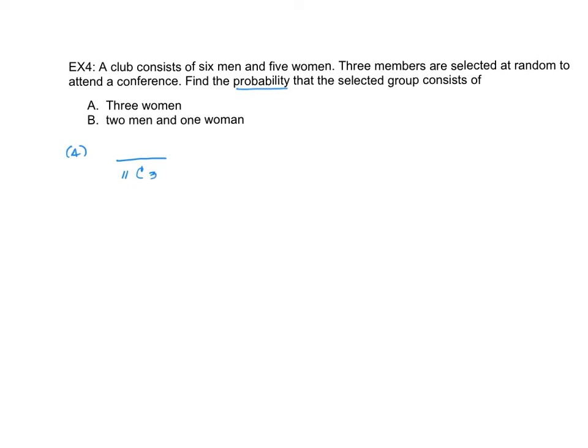But the numerator, we have to be careful. We're only choosing from the women. We're not concerned with the 6 men. We're only looking at how many ways we can choose 3 from the 5 women. So it's going to be 5C3. And you would do these separately in your calculator where the numerator would be 10. The denominator is 165. So again, we have to reduce. It looks like it's going to be dividing by 5, 3, which gives 2 over 33.